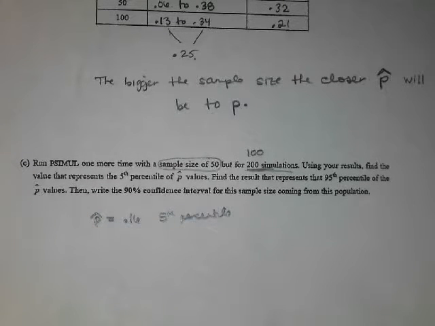For the 95th percentile, I need the number at the top that's higher than 95 of the rest. So if there's 100 total simulations I just did, that's the 100th, 99th, 98th, 97th, and this is the 96th number, which is higher than 95 other ones. So 0.36 is our 95th percentile.